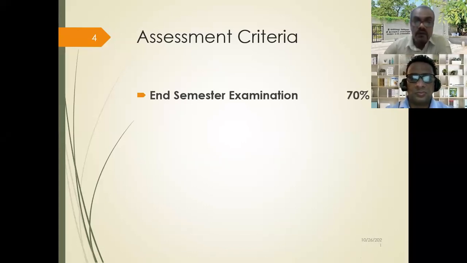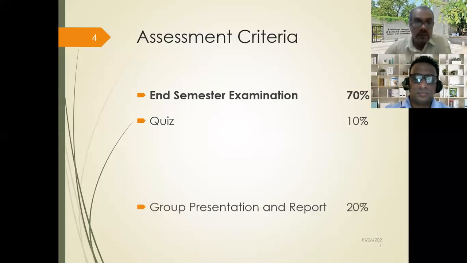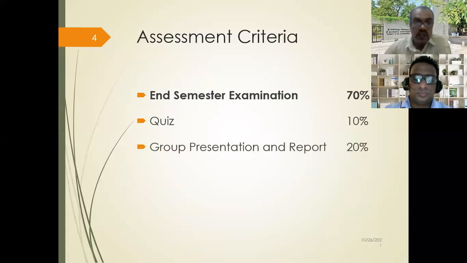As of now, we have intended to allocate 70% for the end-semester examination, which is paper-based. We will see whether it is physical or virtual. We also intend to have a quiz. As of now, it has been indicated towards the end. We will discuss whether we will offer it somewhere in the middle of the course, and a group assignment as well.